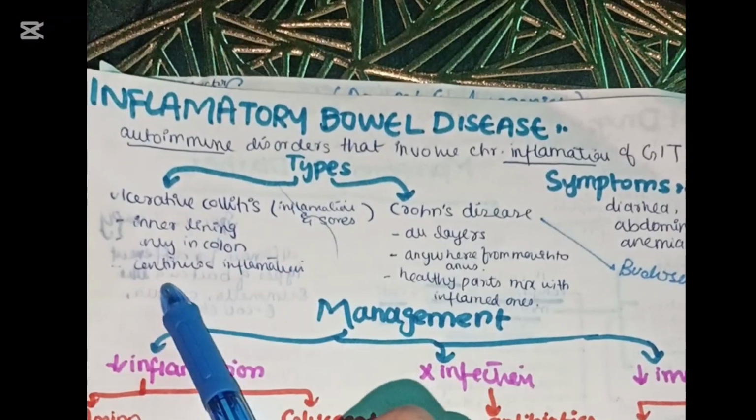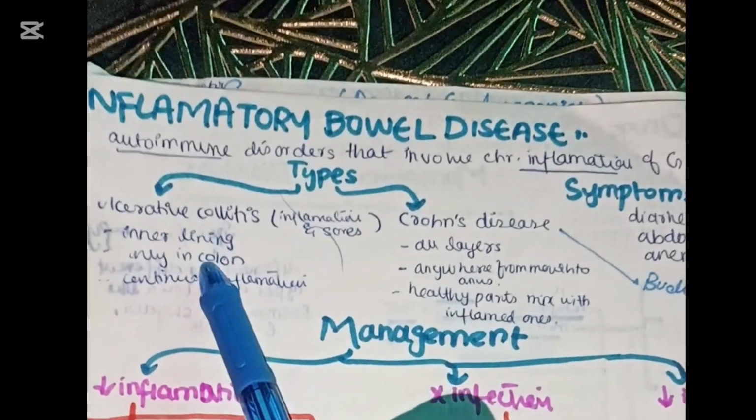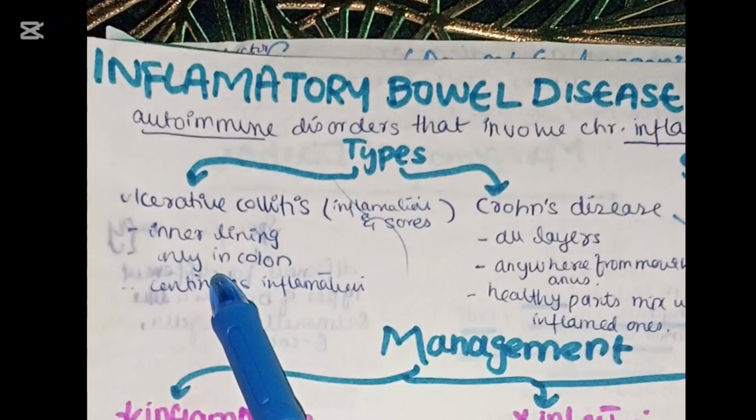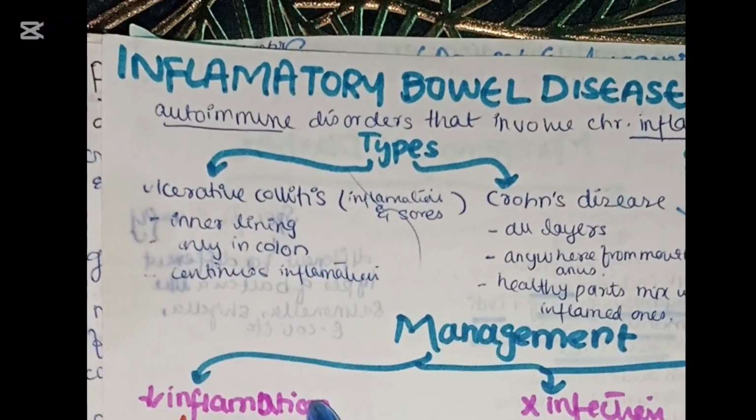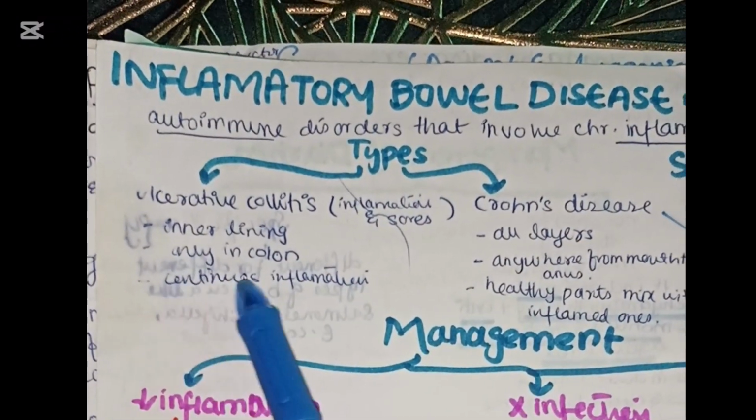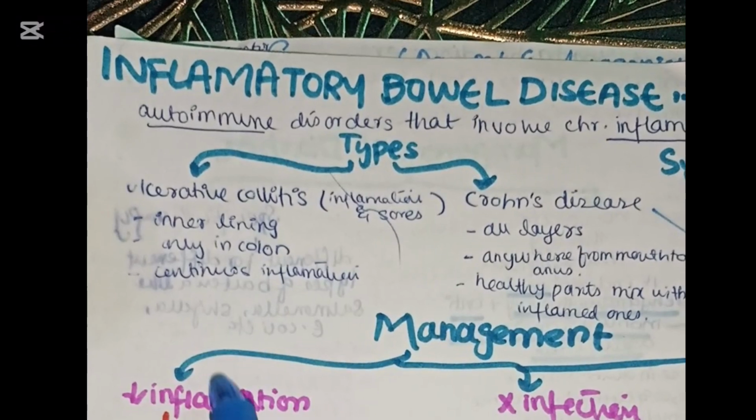The colon is the large intestine and the rectum is the end of the bowel where the poo is stored. Small ulcers can develop on the colon's lining and can bleed and produce pus. It is a continuous inflammation.